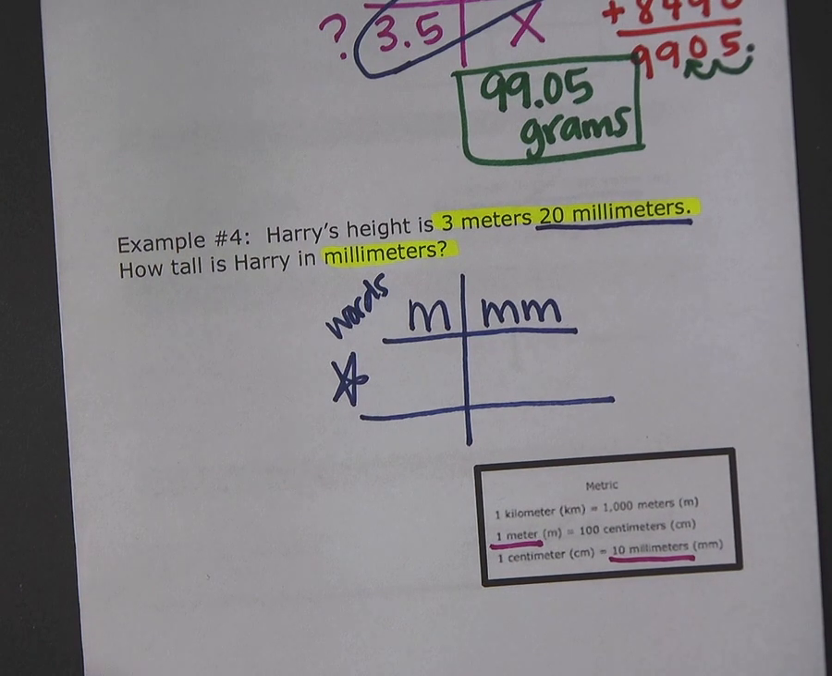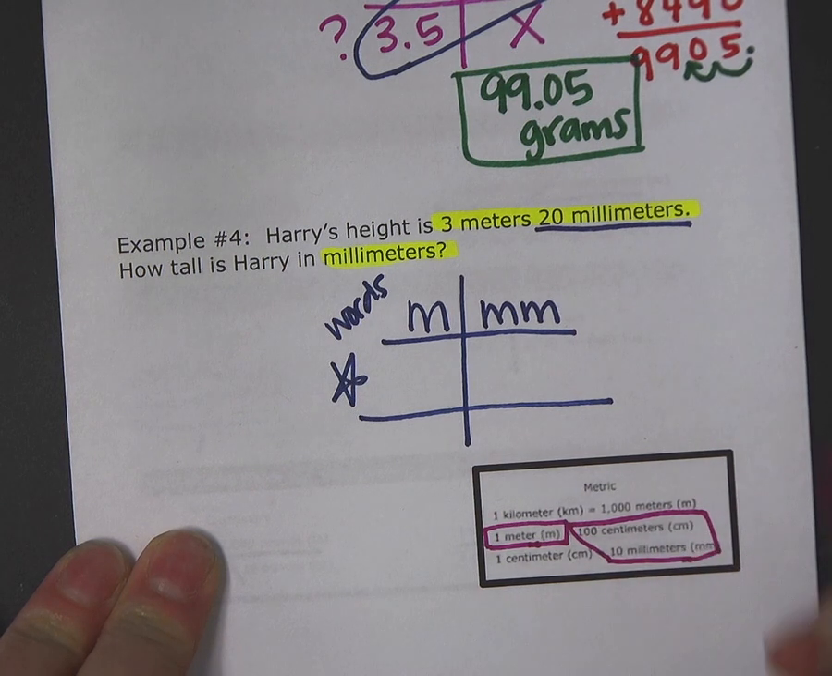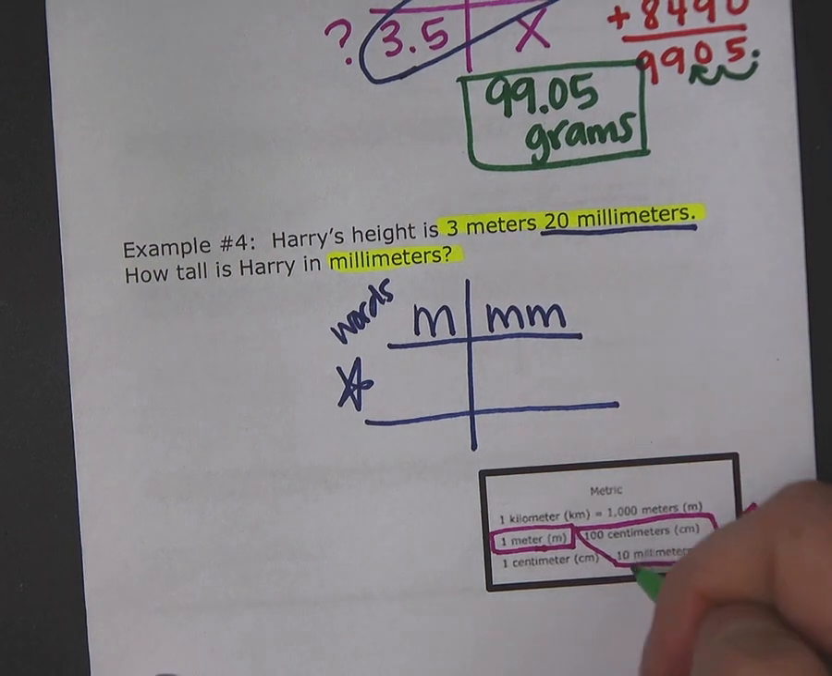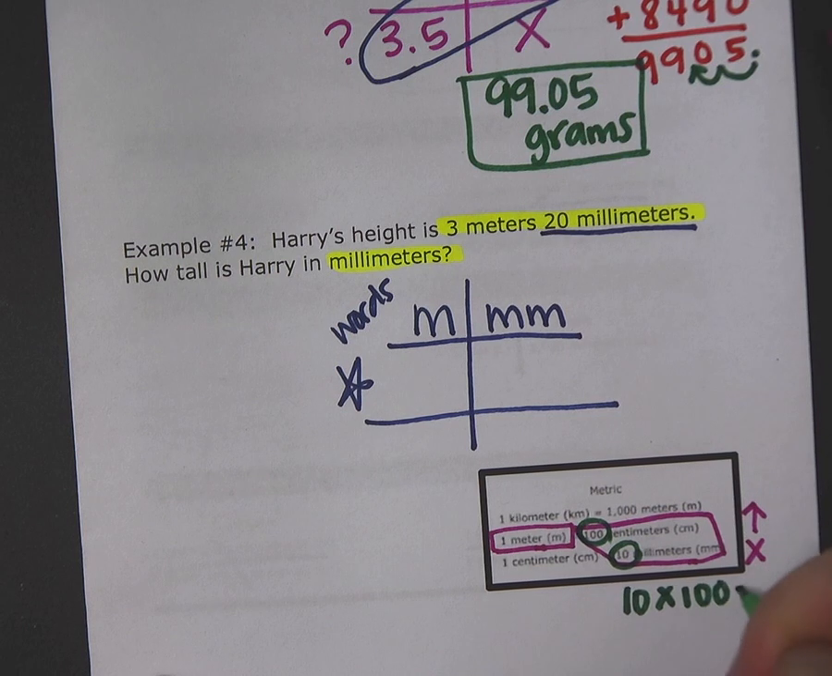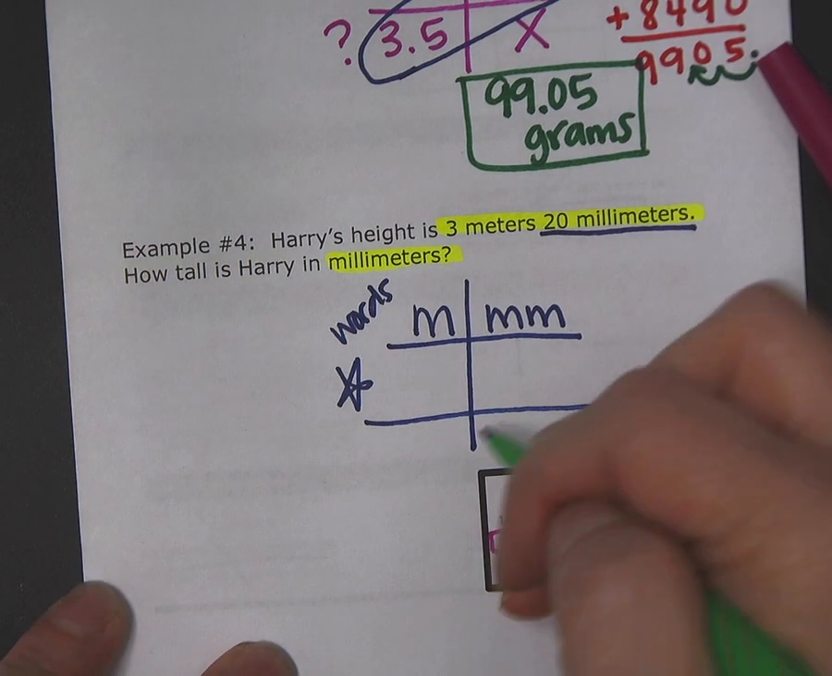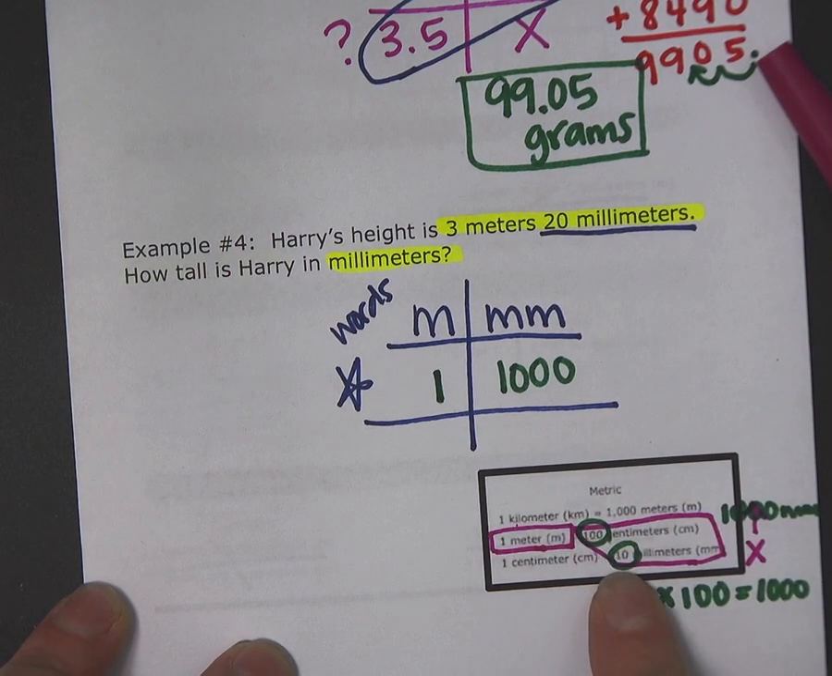We're going to have to multiply up. So I'm going to box where I'm trying to get, and I'm going to box everything on this side up to that point. Then I'm going to multiply up. I'm going to multiply 10 and 100. So 10 times 100 equals 1,000. So this will be 1,000 millimeters. I can fill that in. I had 1 meter and 1,000 millimeters.